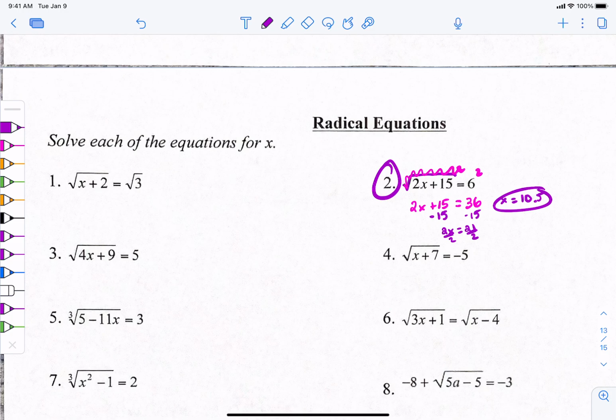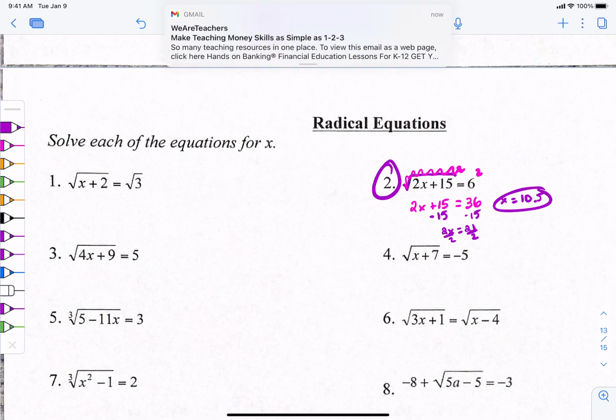What'd you get for an answer? X equals negative 3. How'd you get negative 3? Mm, I got negative 2. Did you square it first? On 3? I got 4x plus 9 equals 25. Oh, I was looking at 5. I put 24 instead of 25. What'd you get for 5, Jake?